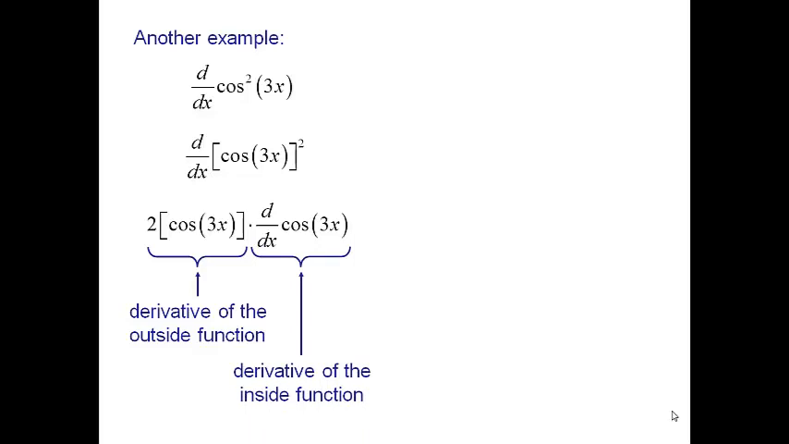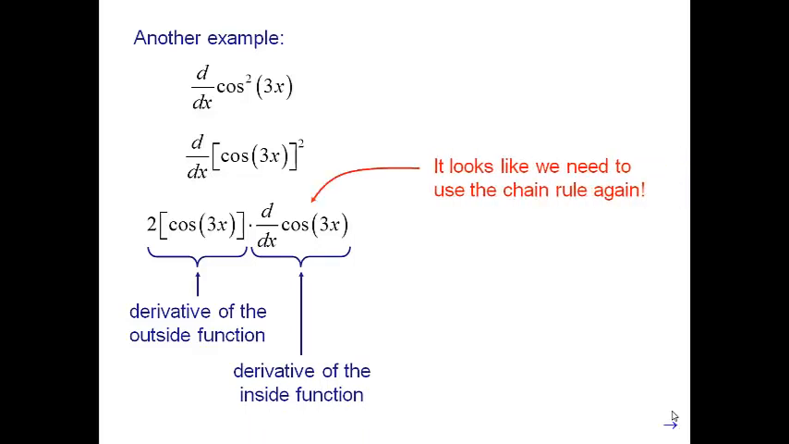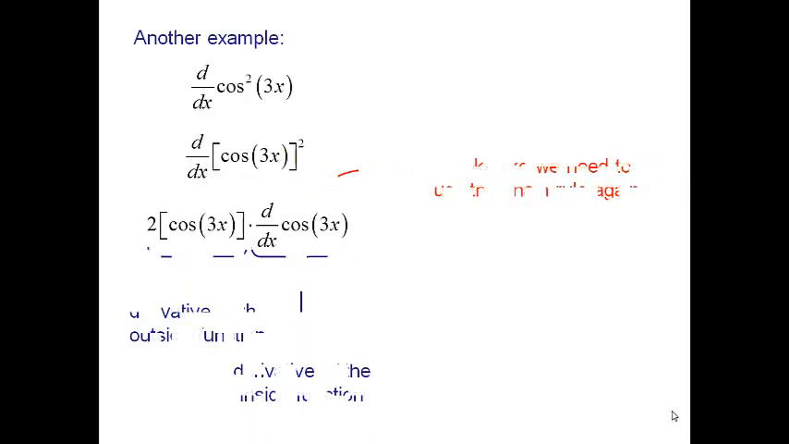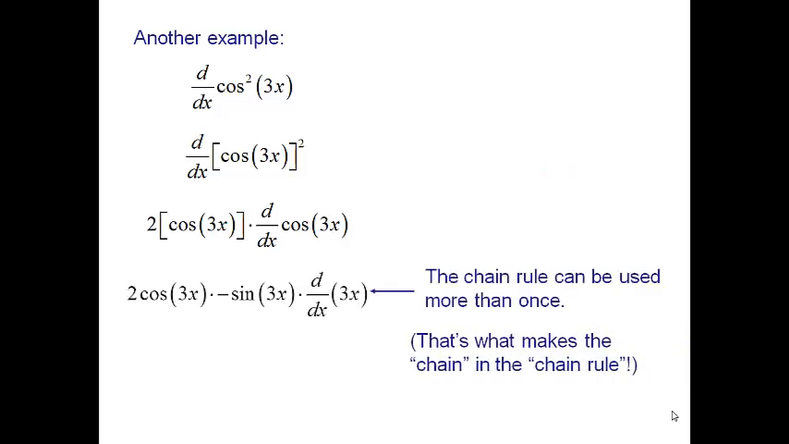So to do that, we're going to have to use the chain rule again. If we take the derivative of the cosine of 3x, well, the derivative of the cosine is negative sine of 3x. And then we have to take the derivative of the 3x, which is 3. So you can use the chain rule more than once. That's what makes it called the chain rule.